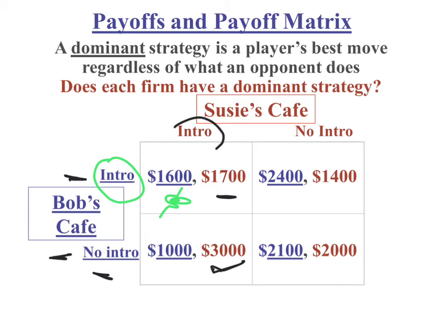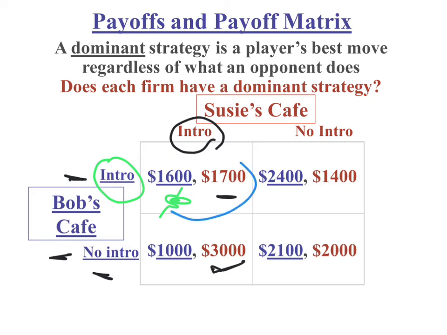Like Bob, Susie has a dominant strategy. It doesn't matter what Bob does. Susie is always better off introducing the breakfast sandwich, okay? So she will always get the higher payoff if she introduces. Now, clearly, if these two decide on Monday morning to play this game, okay, and they all know the payoff matrix, they are playing a one-time simultaneous game, so they're both going to decide on Monday morning whether to make that breakfast sandwich or not. We're going to see exactly where they're going to end up, okay?